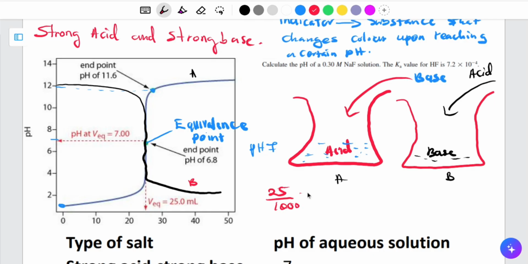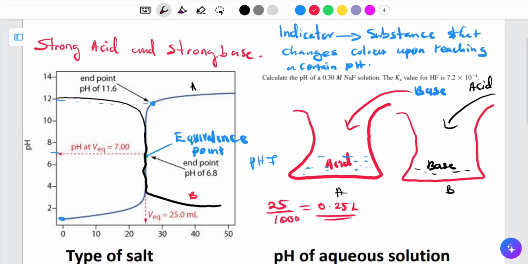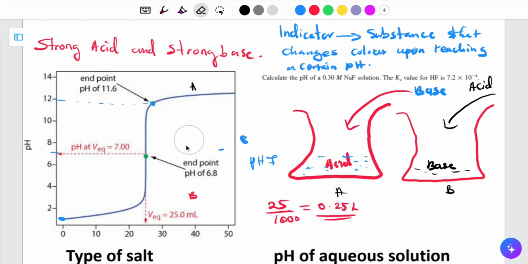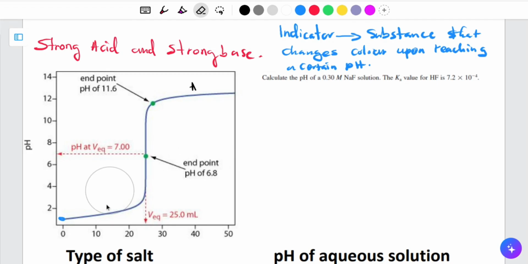Then what are we going to have? We're going to have 0.025 liters. So this is what you need to know about this one. So now, since you know what this one means, you need also to have ideas on hydrolysis.